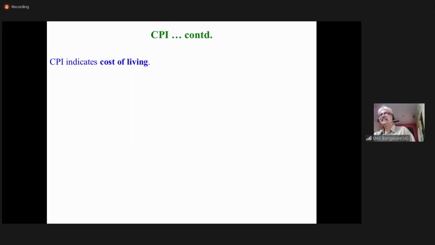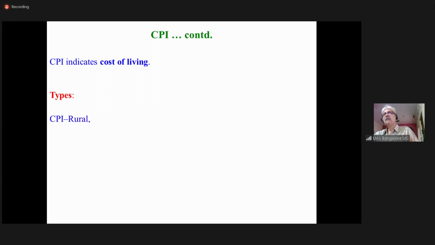CPI indicates the cost of living. So if the consumer price index goes up, then the cost of living has also gone up. Living has become costlier and costlier.